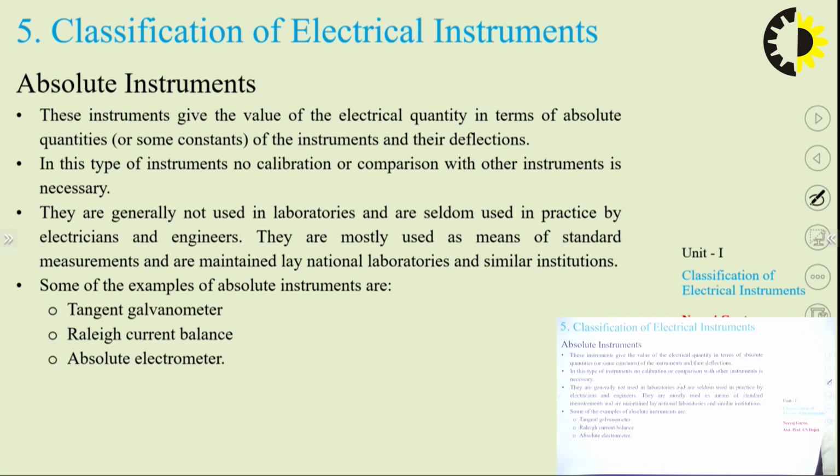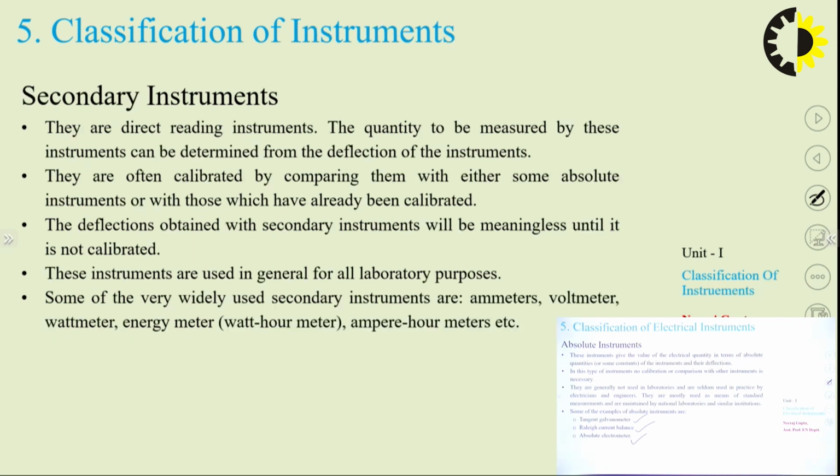They are generally not used in laboratories because these are costlier ones. They are mostly used as a means of standard measurements, where the calibration of the instruments is done and maintained by the national laboratories and similar institutions of repute which do these kinds of calibrations. A few examples of absolute instruments are the tangent galvanometer, Rayleigh current balance, and absolute electrometer. With the help of these instruments, further instruments are calibrated.